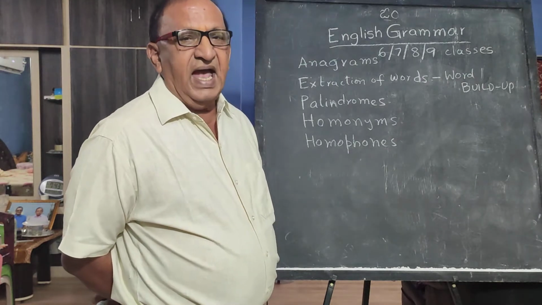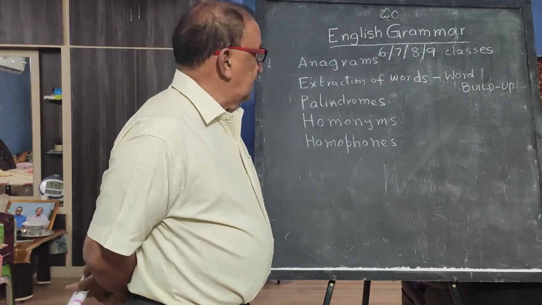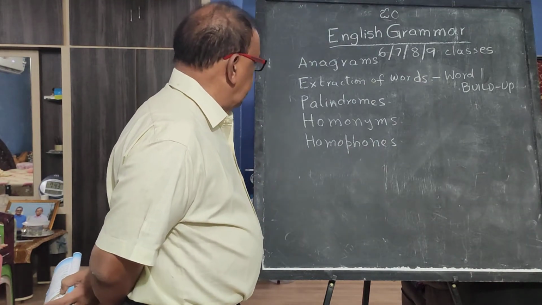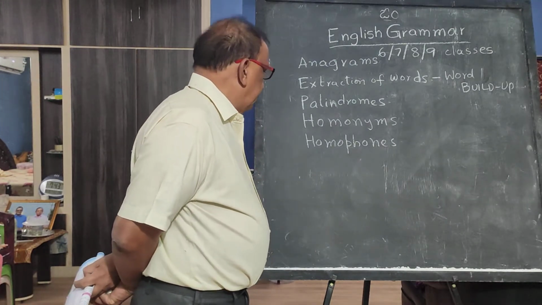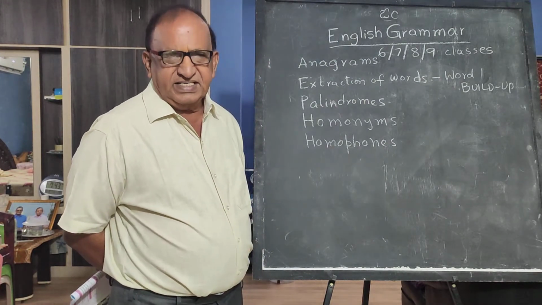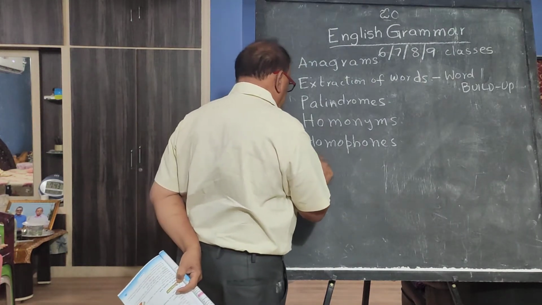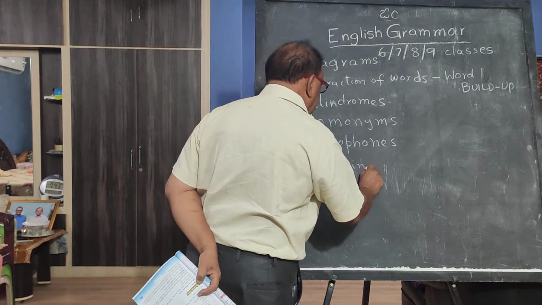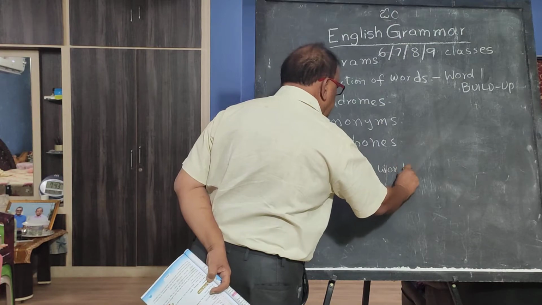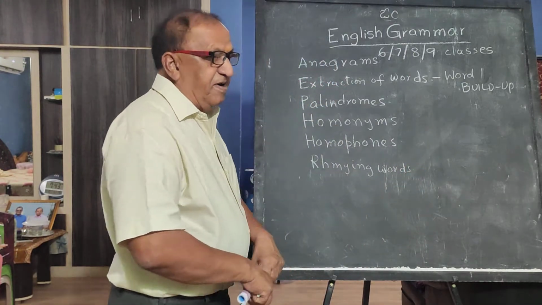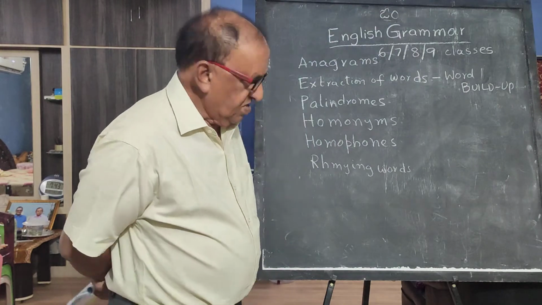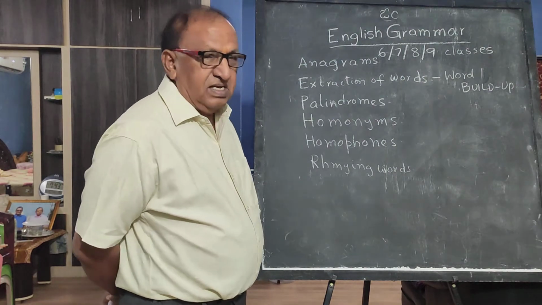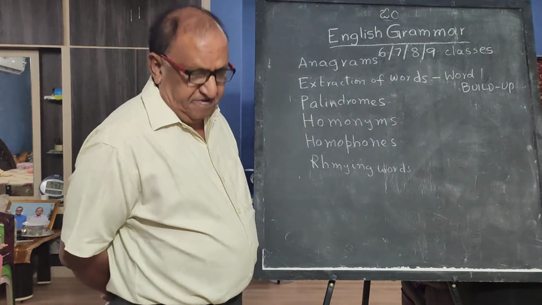First one is the anagrams. Next one is extraction of words or word build-up. Next one is palindromes, homonyms, homophones, etc. Rhyming words. Maybe I will take that one also. Rhyming words, R-H-Y-M-I-N-G. Some of you students are already familiar with many of these things here. But first of all, let us talk about anagrams.